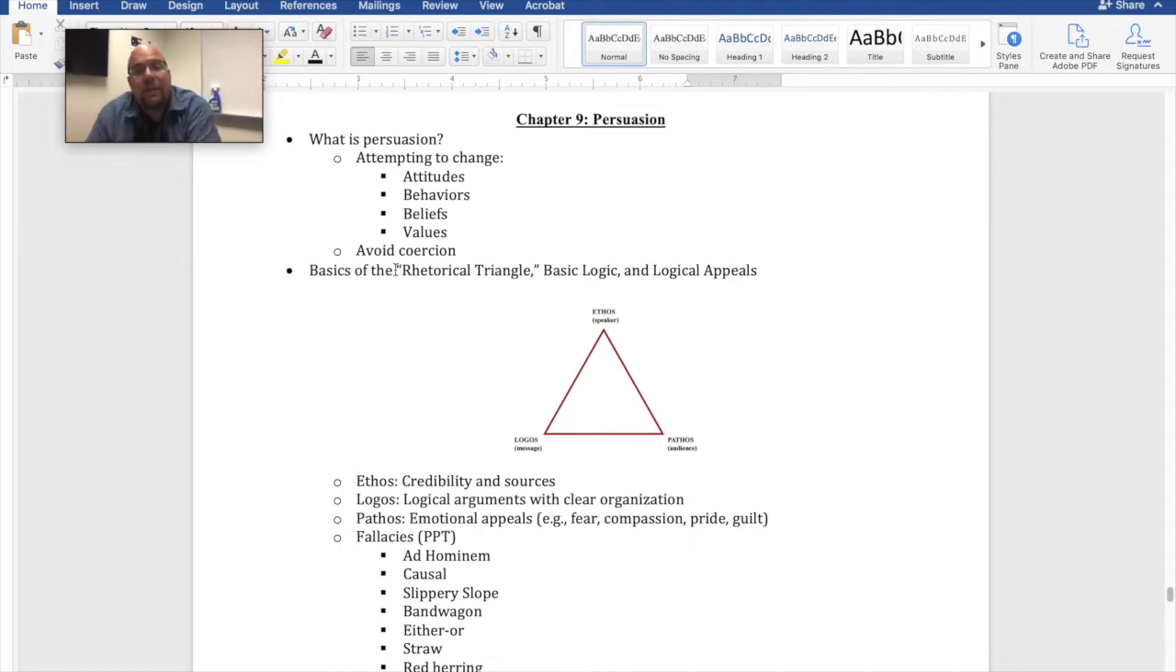And as you see on the outline, persuasion is when you try to purposefully change someone's attitudes, behaviors, beliefs, values, that sort of thing. When you look at that list, realize that for us, we are mainly going to target attitudes and some behaviors. We probably will never be able in a class like this one to really impact the audience's values or beliefs. Those things are at our core.